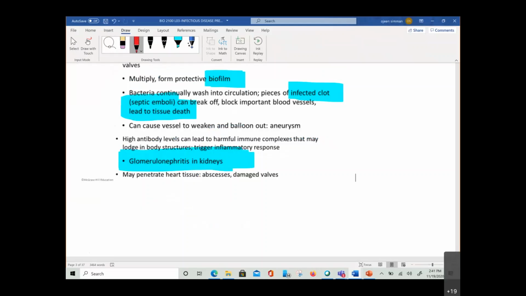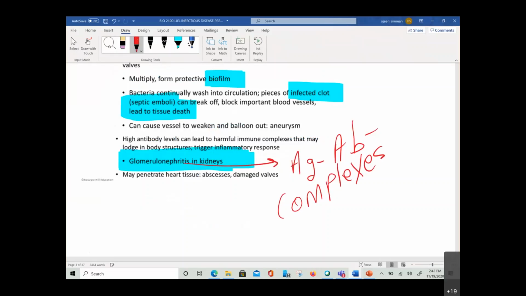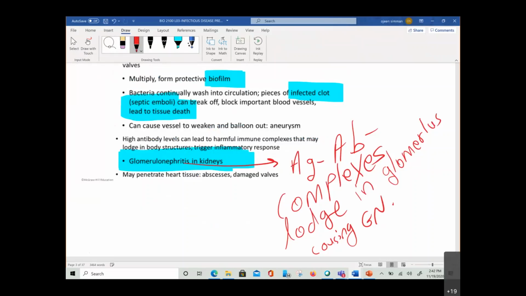So antigen antibody complexes lodge in the glomerulus, causing glomerulonephritis. Antigen antibody complexes.